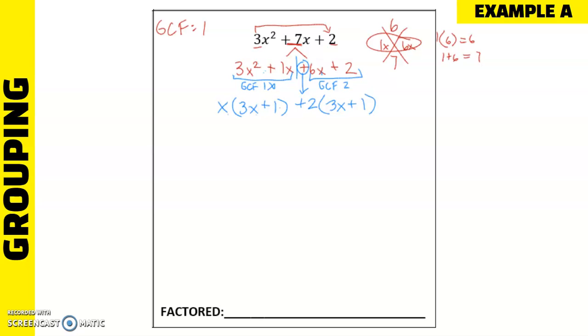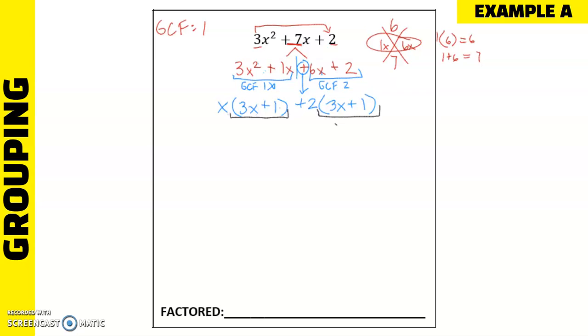All right, so cool. So we factor, we use the product sum, we split the middle term, group the first two, group the last two, find the greatest common factor, factor it out. All right, look at our parentheses. I have 3x plus 1, I have 3x plus 1. I have x and 2 are both being multiplied by the same thing.